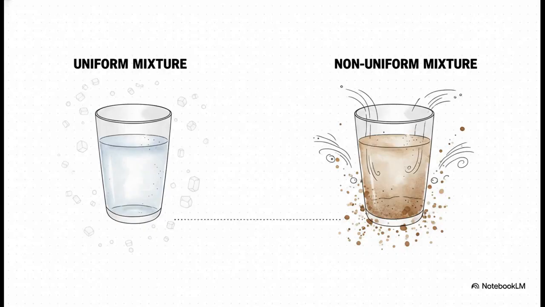You've basically got two types of mixtures. Over on the left, we've got a uniform mixture. Everything is spread out so evenly you can't even see the sugar anymore. But on the right, that's a non-uniform mixture. It's pretty obvious the sand hasn't really mixed in, it's just sitting at the bottom.